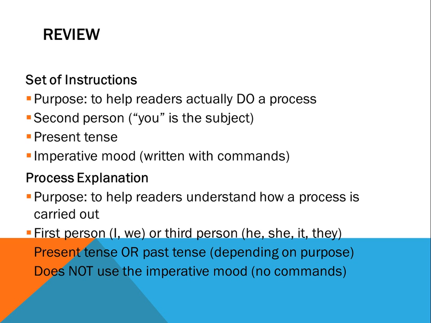It happens regularly. If it's written in the past tense, it means that you're discussing a particular time that this process took place. So the process in general might be reoccurring, it might happen on a regular schedule, but in your essay, if you're using past tense, this indicates that you're only talking about one time in particular that process took place. And process explanations do not use the imperative mood, so they don't make commands. They're not commanding the reader to do anything because the purpose of this type of essay isn't to help them actually do a process, it's just to help them understand it.